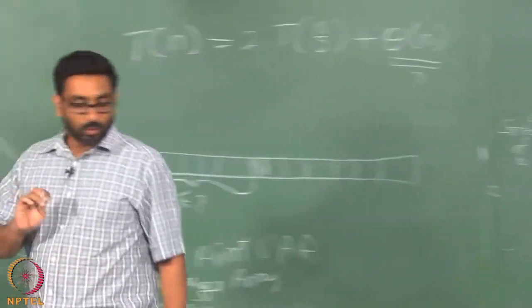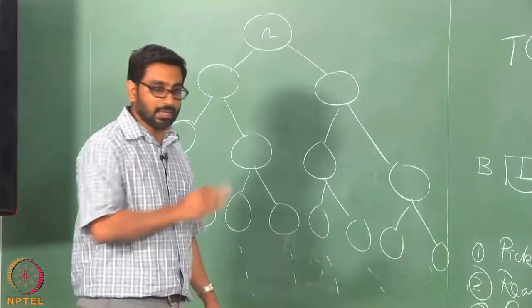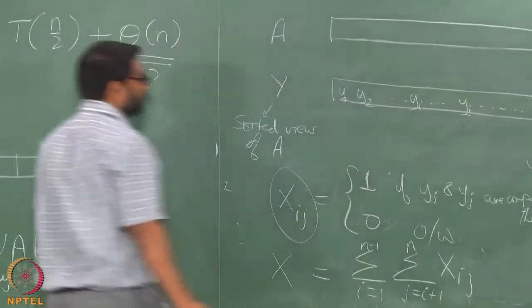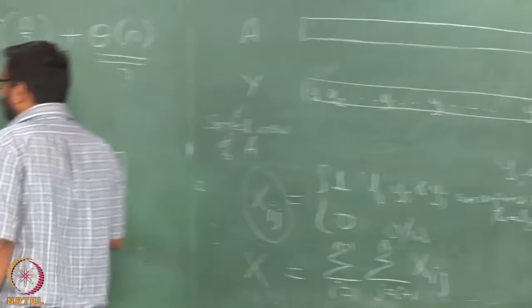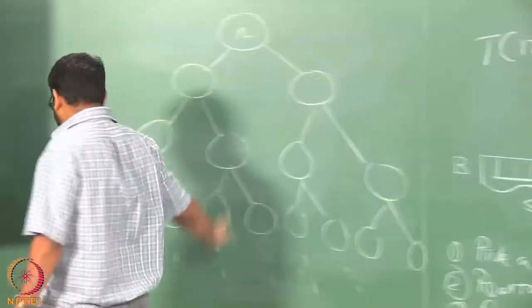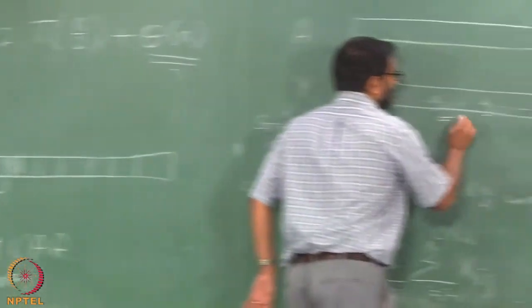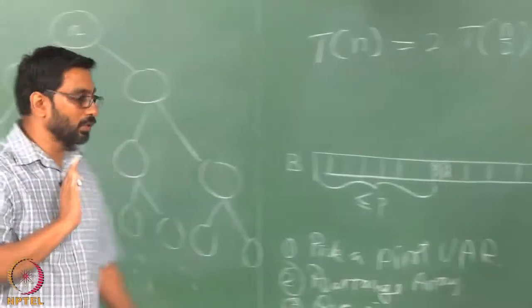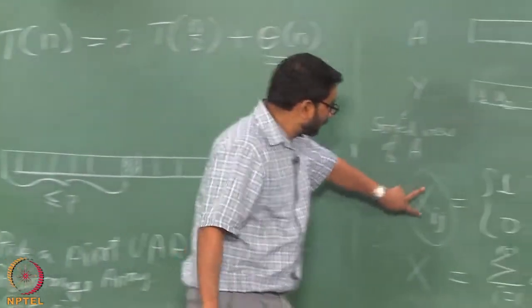So the question is, what values can Xij take? It's 1 or 0, but when will it take the value 1? Go back to the picture where we show the recursion. Let's fix an i and j. We want to know when these two elements are going to be compared, because when they are compared, the Xij value is going to be a 1.